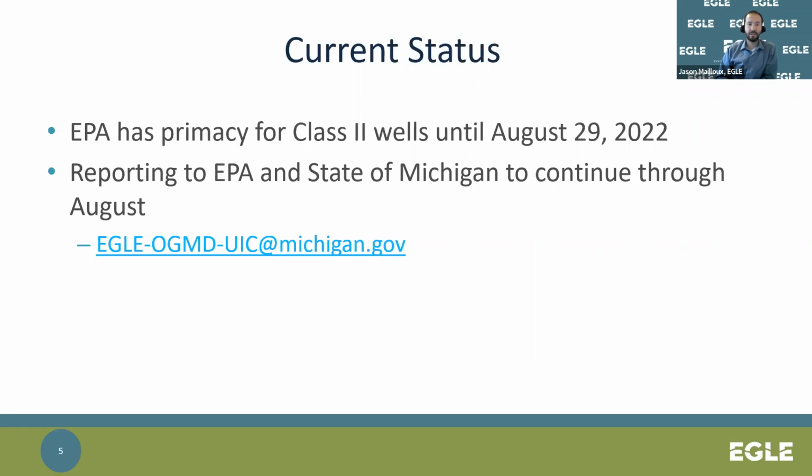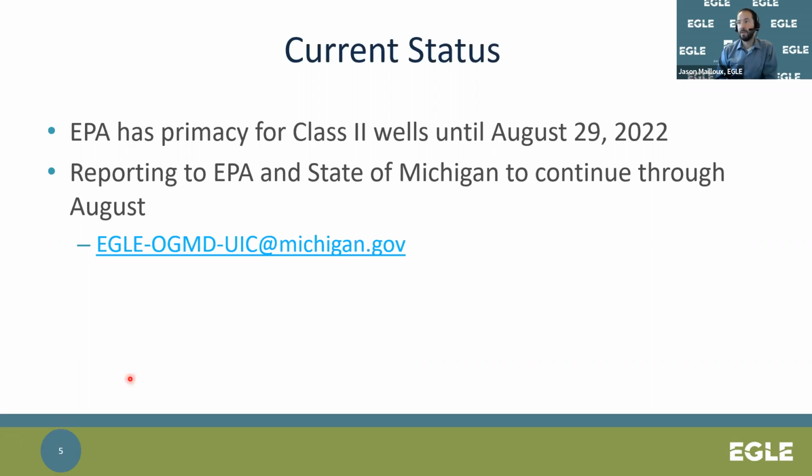So current status, last I checked, it is August 22nd, which means the EPA still has primacy for all Class II wells in the state of Michigan until August 29th. So one more week here. If you have reporting, we've had a dual regulated system and dual reporting for most things, and that's going to continue through the end of August. So you'll still owe your injection reports for August back to the EPA in September.